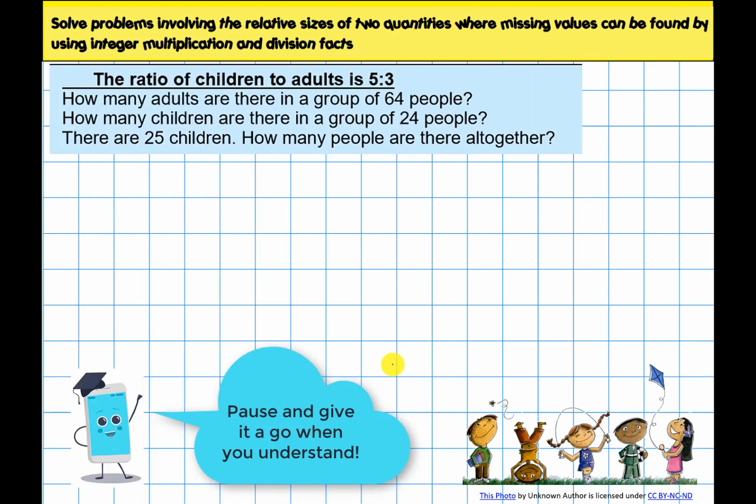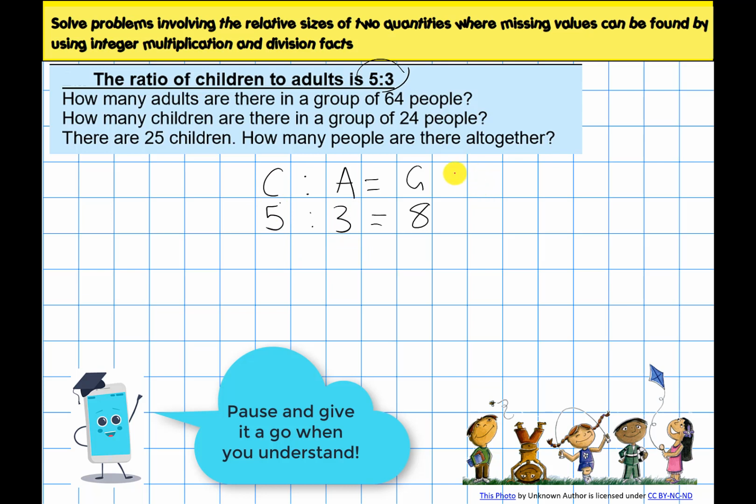The ratio of children to adults is 5 to 3. So I'm going to start by writing this up. Children to adults is 5 to 3. And I'm also going to write the total of my group. In a group, there's 5 children and 3 adults. I'm going to write group at the top. So in my group, the ratio is 5 to 3. Now, this doesn't mean that the group only has 8 people. It means that in your group, for every 5 children, there are 3 adults.